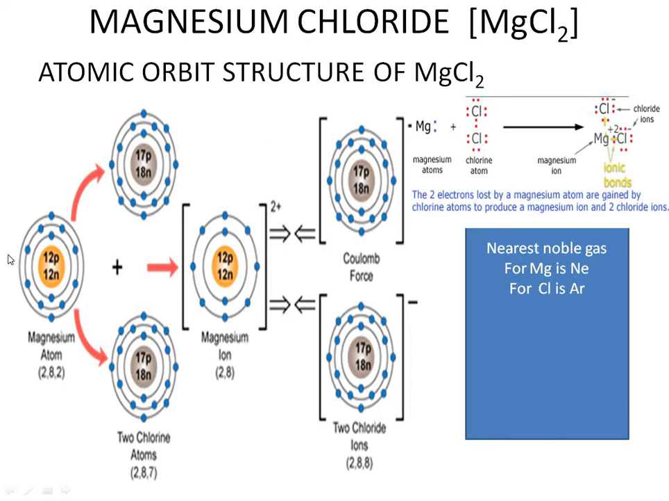In the previous cases, we drew one chlorine atom for sodium chloride, and for calcium oxide only one atom of oxygen and one atom of calcium. But here it is different, because the formula is MgCl2. So you are going to draw one magnesium atom and two chlorine atoms. The chlorine atomic number is 17.